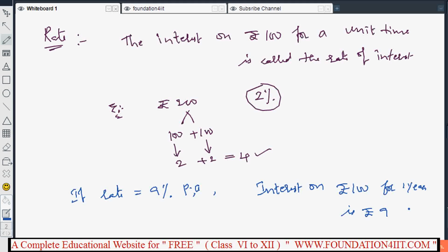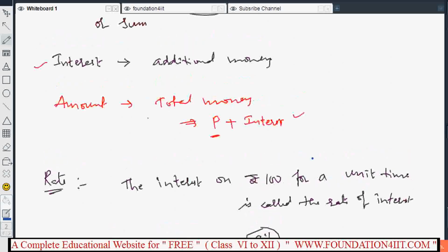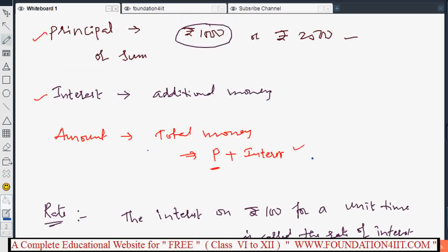So per every year. These are the terms we need to follow in this topic. So principal, interest, amount, and rate of interest. Principal is the amount we borrowed, interest is additional money you have to pay, and amount is nothing but total money. That means principal plus interest. And rate is the rate of interest.